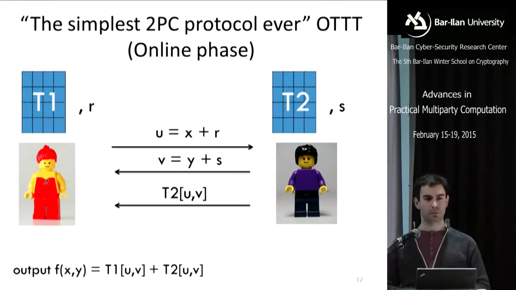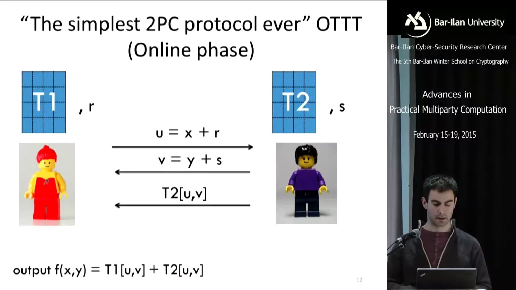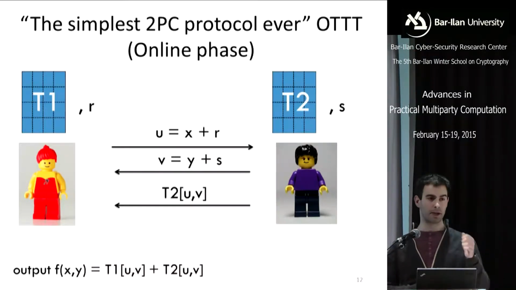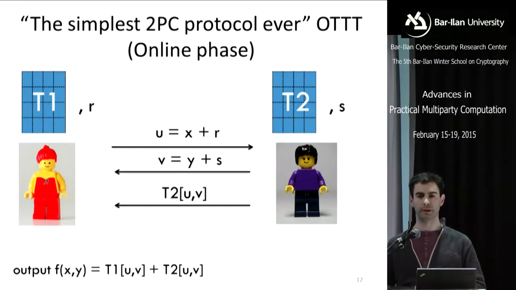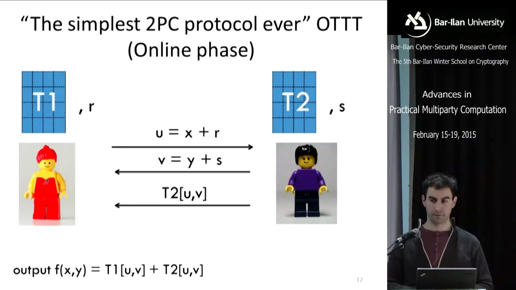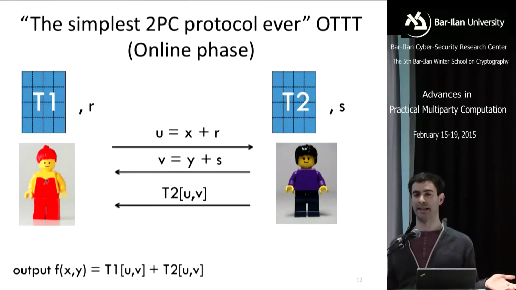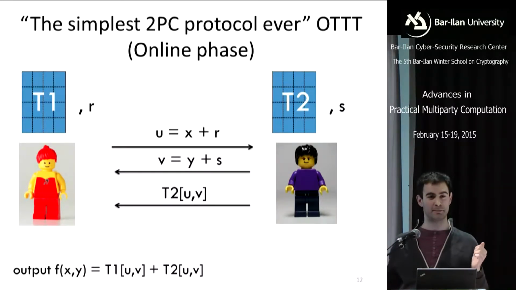And now Alice concludes that the output of the function is T1, so her own table in position UV, plus T2 in position UV. It is a simple protocol. It fits on one slide. It's the first two-party computation protocol you've ever seen that fits on one slide, and there is still space.